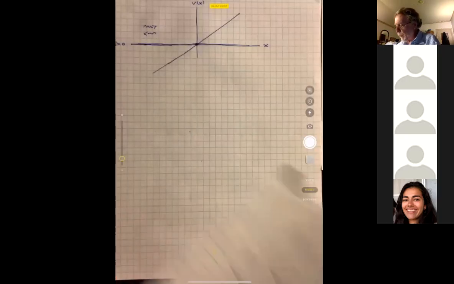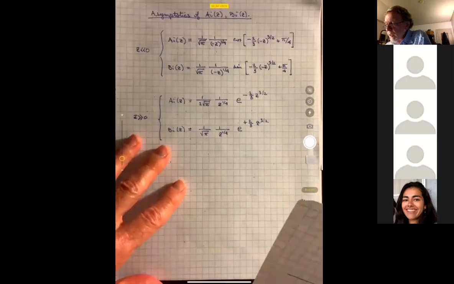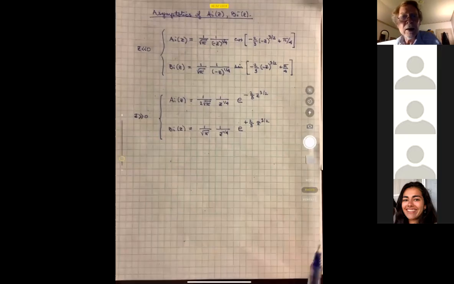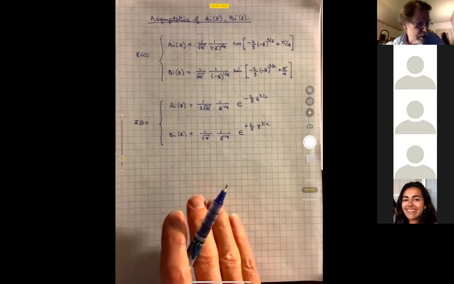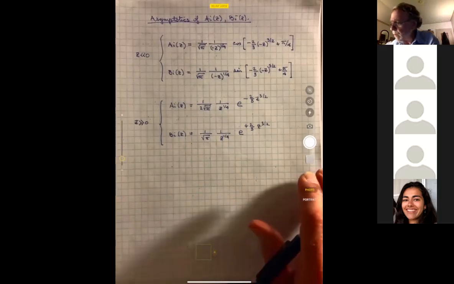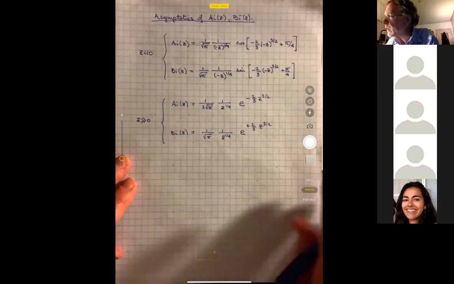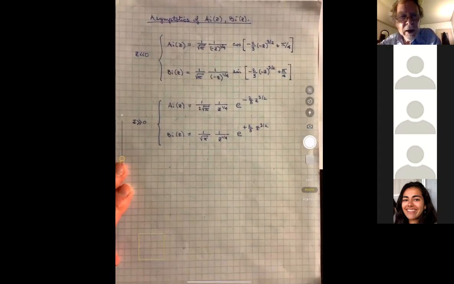So anyway, with all that prep, I can give you quotations from Abramowitz and Stegun, asymptotic formulas of Airy and Berry functions, and here they are. Let me put this over here. Here are the glorious formulas in all their grisly detail. Let me see if I can focus this better again.